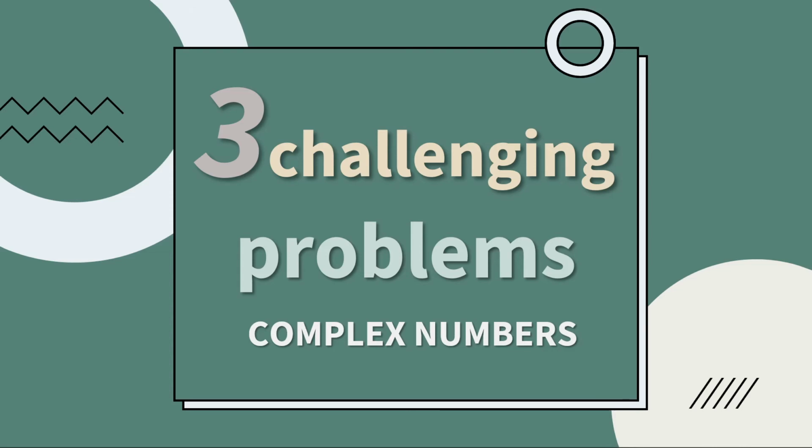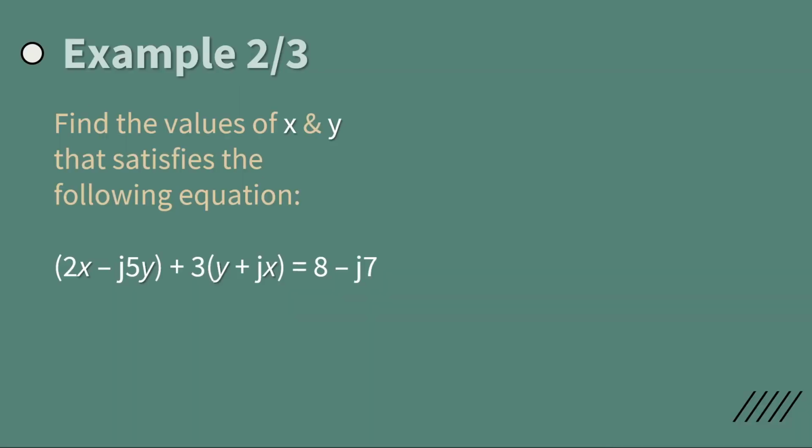Another challenging problem for complex numbers, we have this problem. Find the values of x and y that satisfy the following equation. So you have 2x plus j5y plus 3y plus jx equals 8 minus j7. So basically this is an equation, no? So here, how do we solve this one? Our problem is to find the values of x and y.